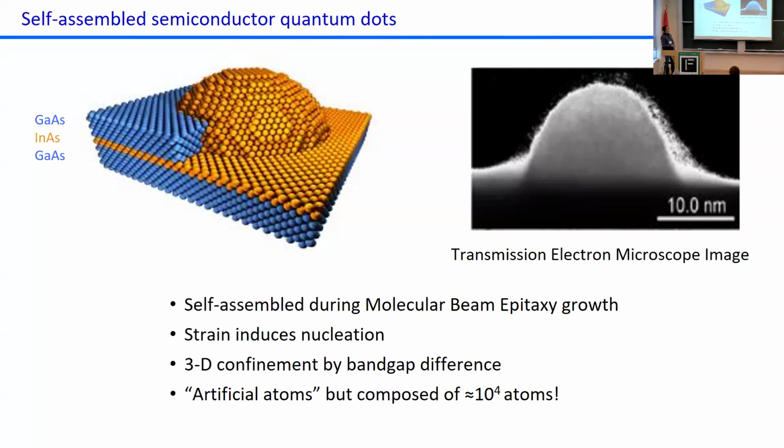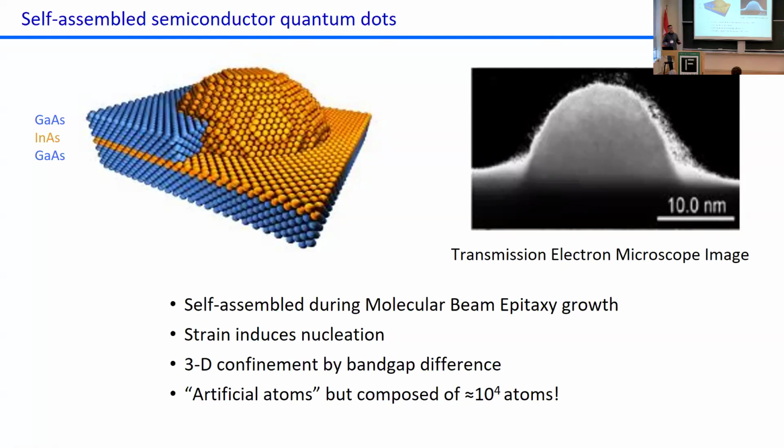So our quantum dots are grown by molecular beam epitaxy. We start with a gallium arsenide substrate, where in this case, gallium arsenide is schematically shown by these blue spheres. And then in ultra-high vacuum, a single monolayer of indium arsenide is grown on top of gallium arsenide. Indium arsenide has a different lattice constant than gallium arsenide. So the first monolayer we grow strained.